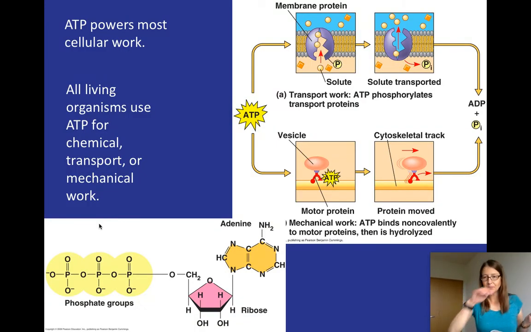Okay. So now, as I said, ATP is what powers cell work, okay? And all living organisms use ATP for chemical transport or mechanical work. So if you want to run your sodium potassium pump, you remember we had to learn how that worked? You have to use ATP to get that to happen. So if you want to pump sodiums out and potassiums in, then that takes an ATP, okay?